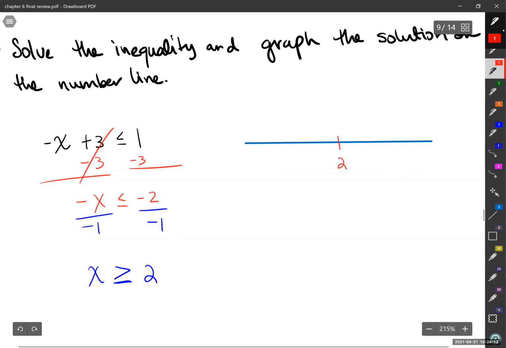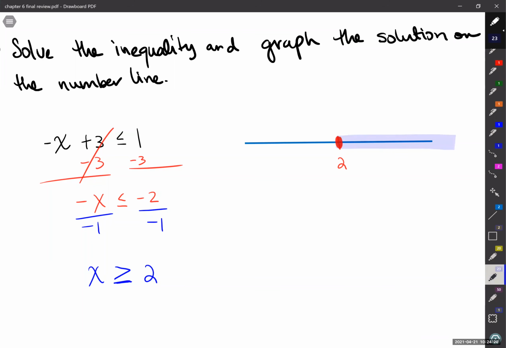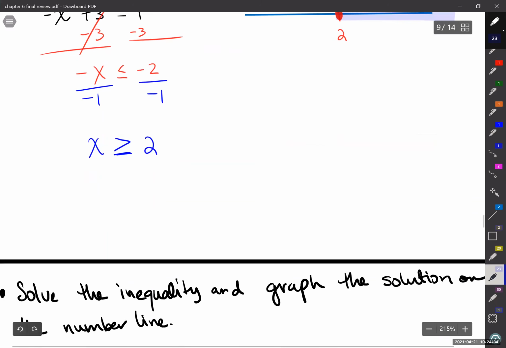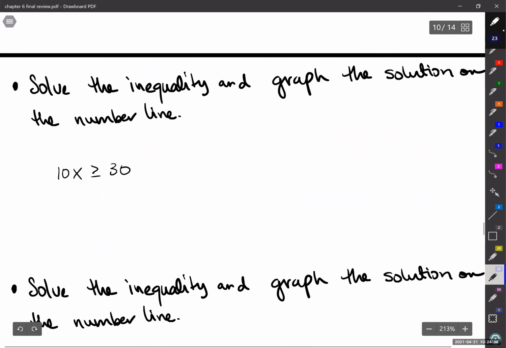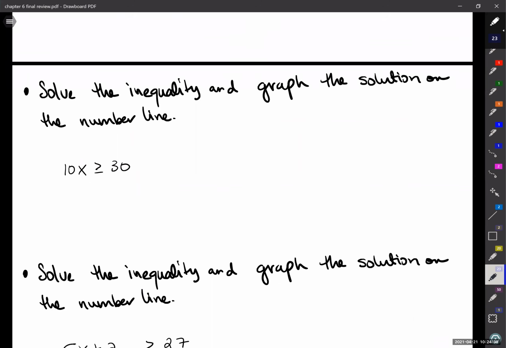We have 2. Since it's or equal to, we do a solid circle. And then we want to be greater than, so we shade to the right. So do remember, for inequalities, if you're ever multiplying or dividing by a negative number, you do immediately have to switch the sign to the opposite direction. Let's solve the next one as well. And then graph the solution set.